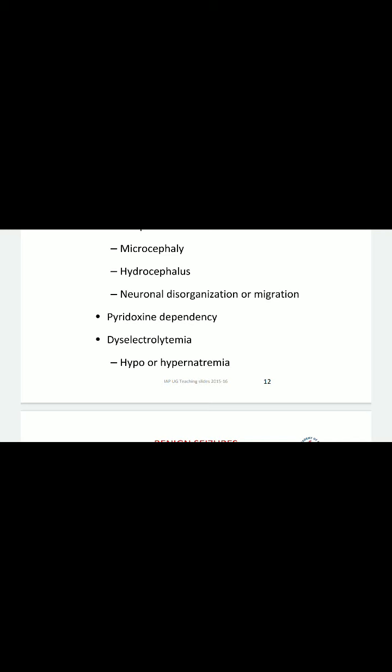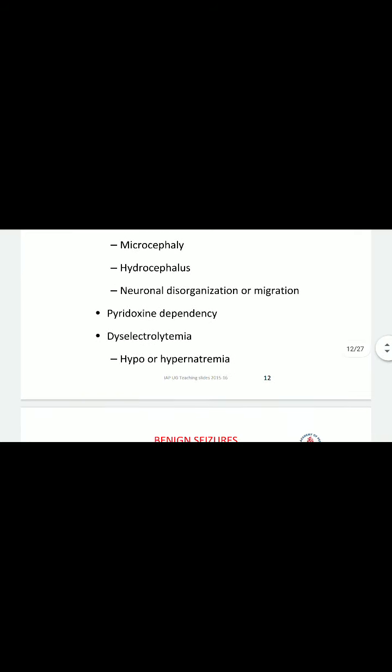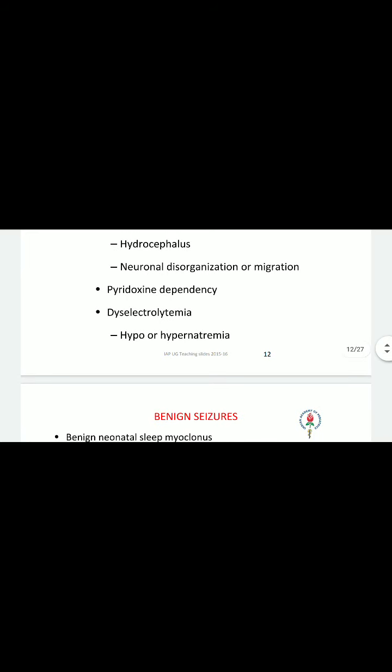where the mother was on a high dose of pyridoxine for some reason, and the baby is now dependent on a high dose of pyridoxine in intrauterine life. When the baby comes out, for some period it requires a high dose of pyridoxine till it gets adjusted to the normal dose. If that is not supplied or supplemented, it shows a seizure. It's called pyridoxine dependency. Dyselectrolytemia. The electrolytes are abnormal, especially the sodium, either hypo or hyper.